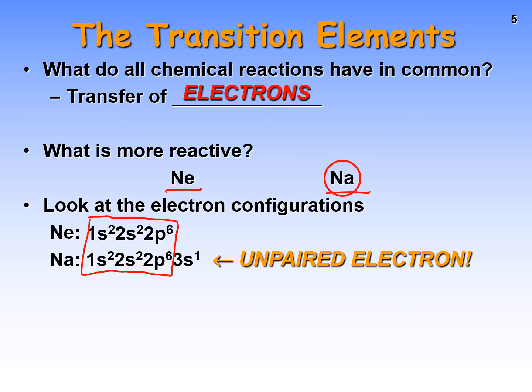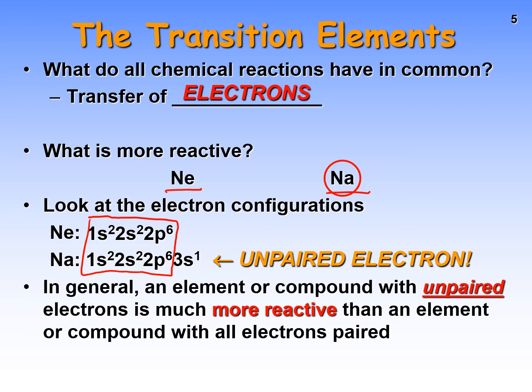If you remember valence bond theory in Chem 1A, you probably learned that it's the unpaired electrons that are being used to form bonds or really do chemistry. In general, an element with more unpaired electrons is going to be much, much more reactive than a compound with all the electrons paired up. The noble gases have all their electrons completely paired up. However, the transition metals, because of those d block electrons, tend to have quite a few unpaired electrons, in many cases up to 5 or 6.